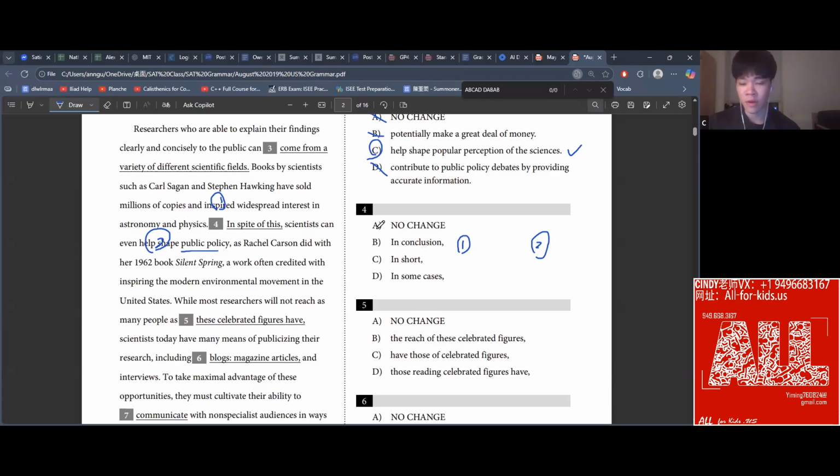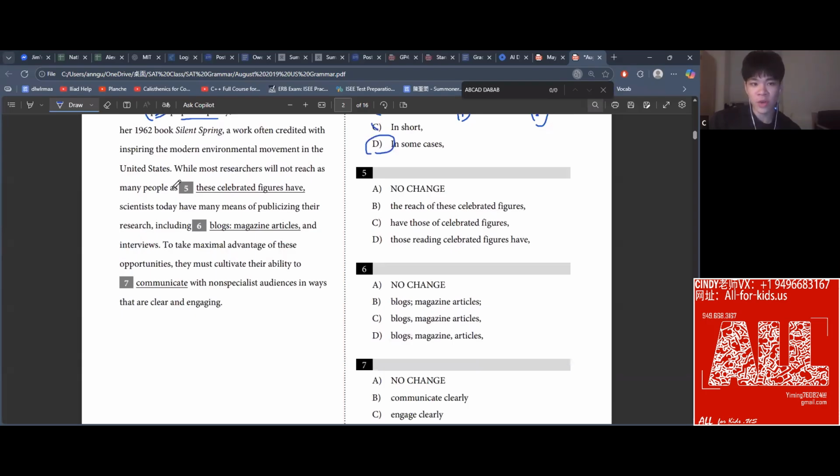If you remember grammar point 6, this is where we talk about the different relationships words can have, like "in spite" and "however" being opposite, and "in addition" being like "and," similar, and stuff like that. "In conclusion"? No, because they're talking about two different things, so it's not a conclusion. "In short" is also not the case because they're talking about two different things. So the answer is D, "in some cases."